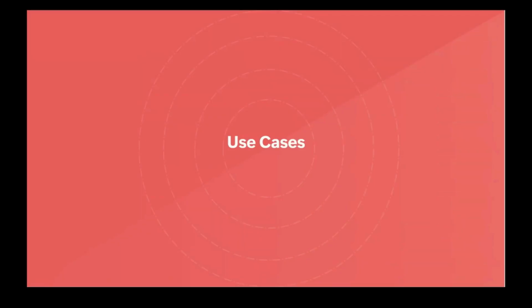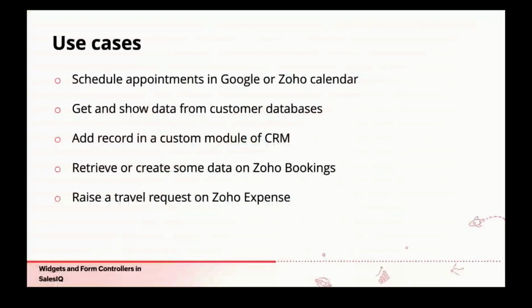So with this, we come to the end of the technical part of the session. Now let me tell you about a few popular use cases in which you can use widgets and form controllers. You can use them to schedule appointments in services like Google Calendar or Zoho Calendar. You can get and show data from customer databases. You can add records in custom modules of CRM, that is, modules other than lead and contact. You can retrieve or create data inside Zoho Bookings. You can raise a travel request on Zoho Expense while communicating with a visitor.